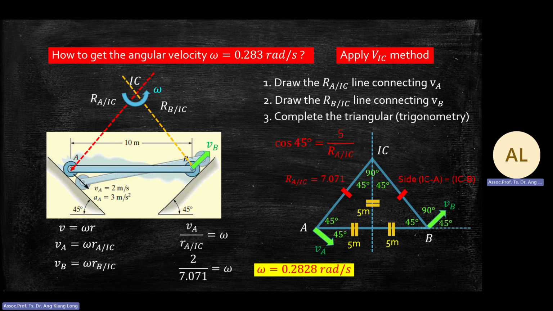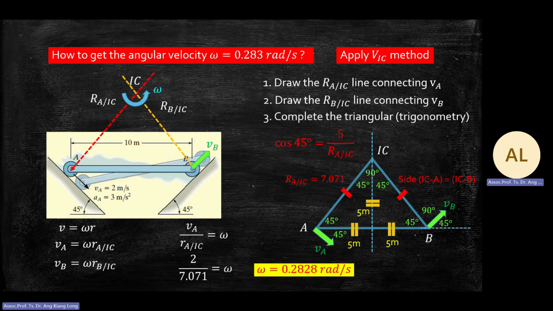This one I already explained in the classes. By now, you should be able to draw the red dot line and also the yellow dot line. The arrowhead of the dot line is always from the IC point, IC pointing to the point of interest A, and IC pointing to the point of interest B. The arrowhead is important.